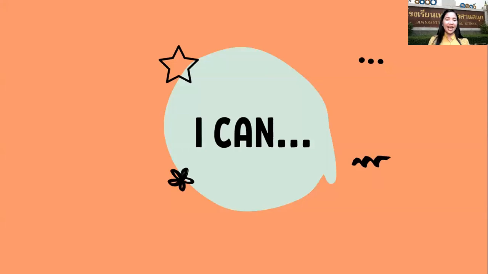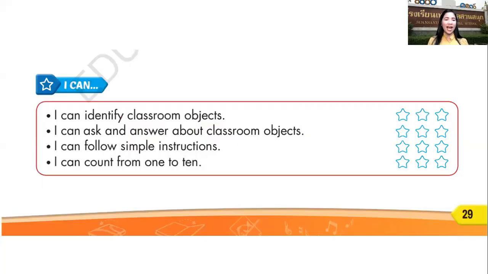I can. At the bottom of page 29, there are three stars in a row. So the first row means you just remember little things or few things. But when you color the second, you remember like 50% of it. And when you color the third star, it means you remember everything that we have learned in theme 2. Let me read to you.